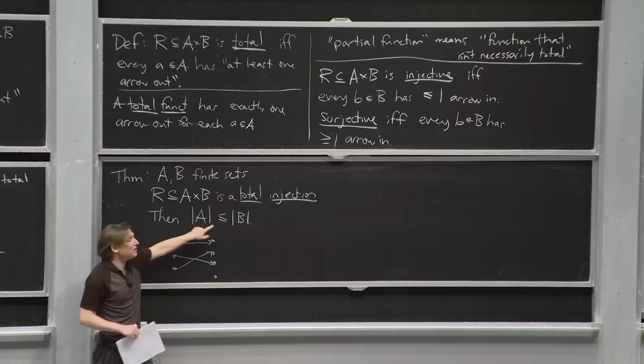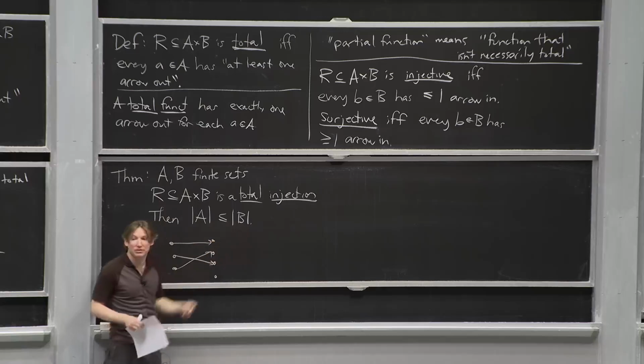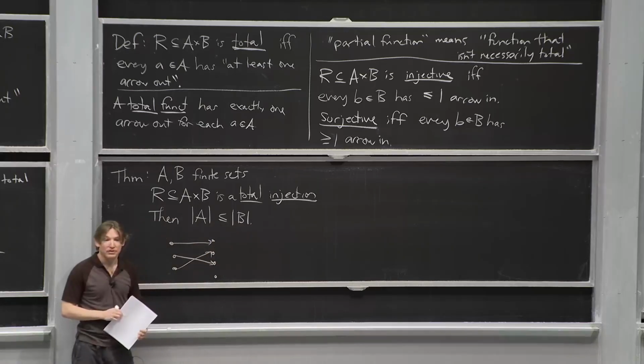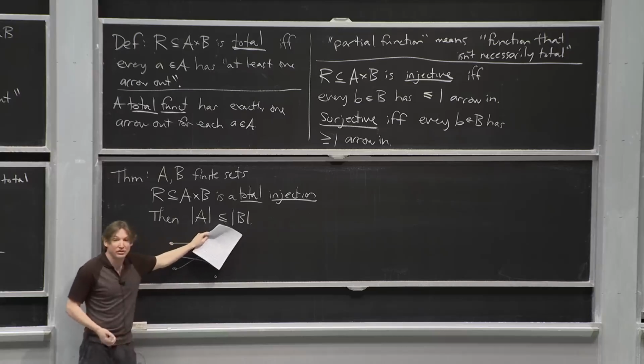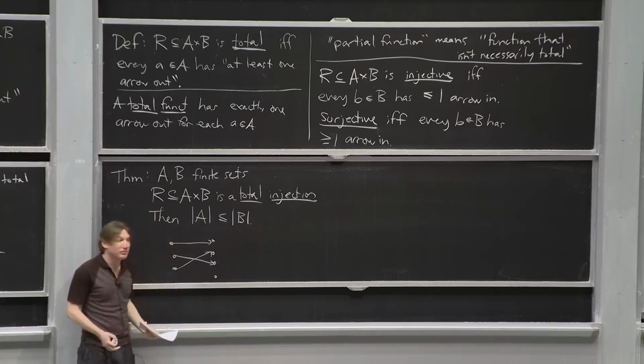The size of A is less than or equal to the number of arrows, which is less than or equal to the size of B. So often when you want to show that one set is smaller than another set, you just define a total injection between them, and that's your proof.